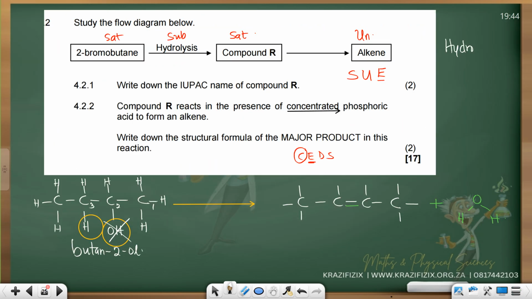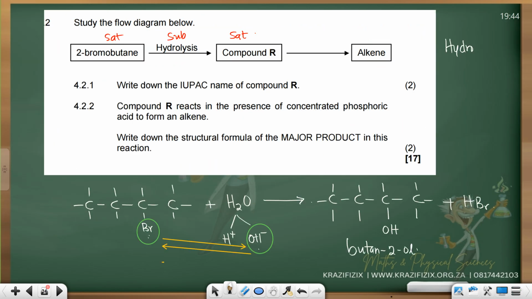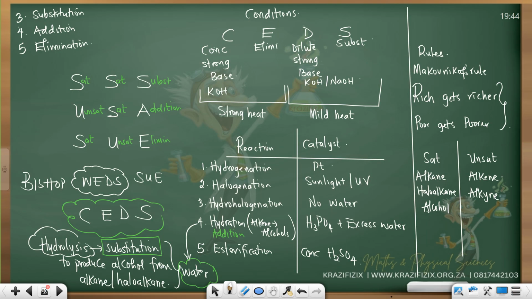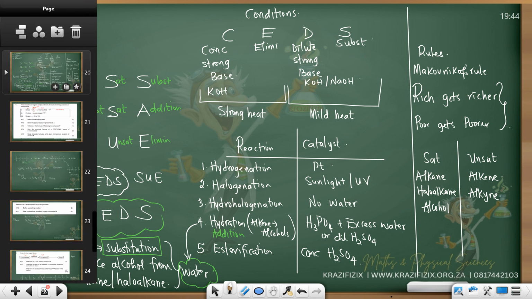Let's add it here. For hydration, Busa says, can we use that? But it must be dilute H2SO4. If you use concentrated, you will eliminate.